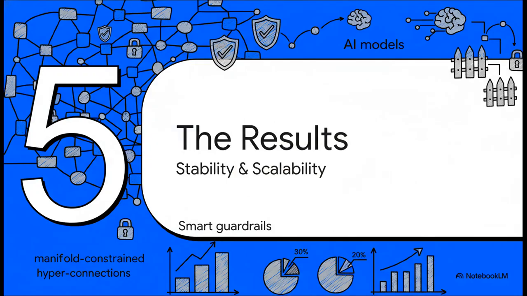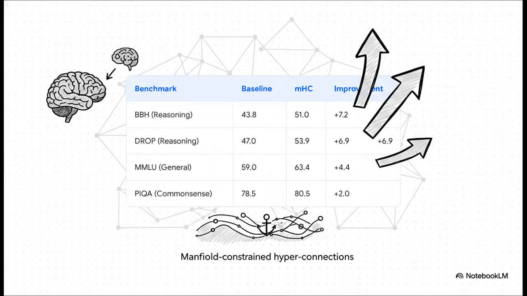Okay, so the theory is beautiful, the pictures are convincing, but the billion-dollar question is, does it actually work? Did these smart guardrails deliver in the real world? Let's check out the results. And the answer is a huge, emphatic yes. I mean, look at this. The mHC model didn't just train without blowing up, it smashed the baseline across the board.